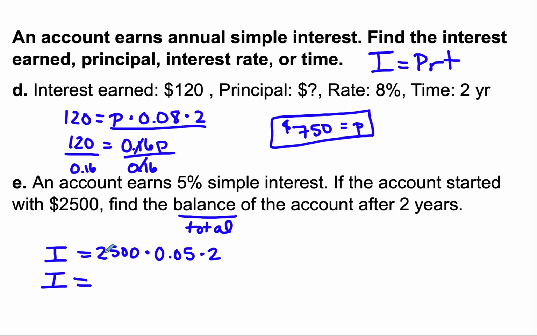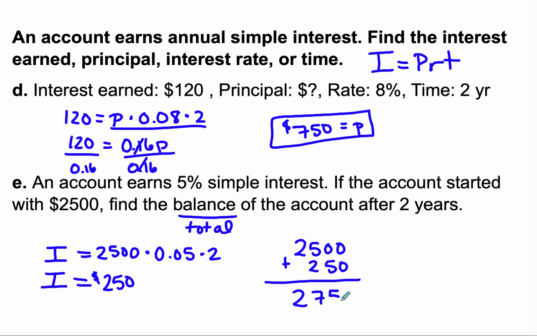All right, so now we're ready to multiply. We're going to do 2,500. We're going to multiply times our 5/100ths and times our 2, and we get $250 of interest. That's how much extra money is earned, but that is not the total. So to find the total, we have to add it to our principal. 2,500 is what we started with. We're adding another $250 to it, and that means our total is going to be $2,750 as the balance in the account.